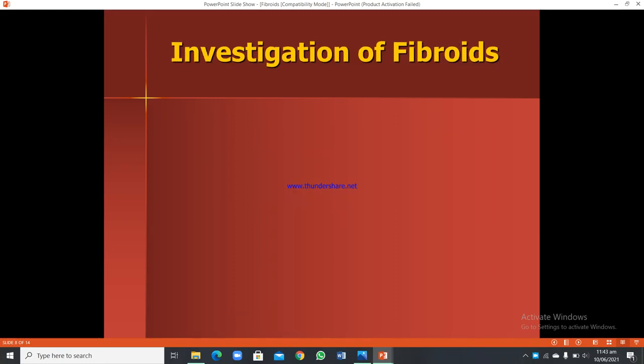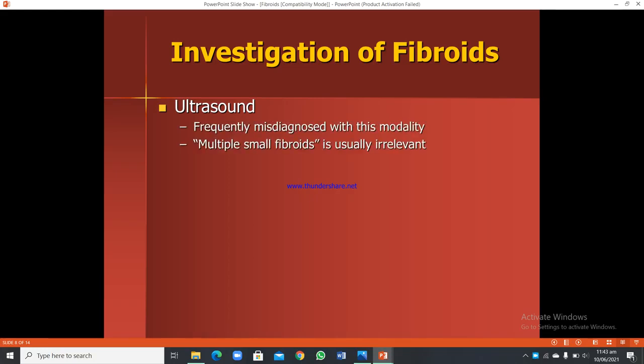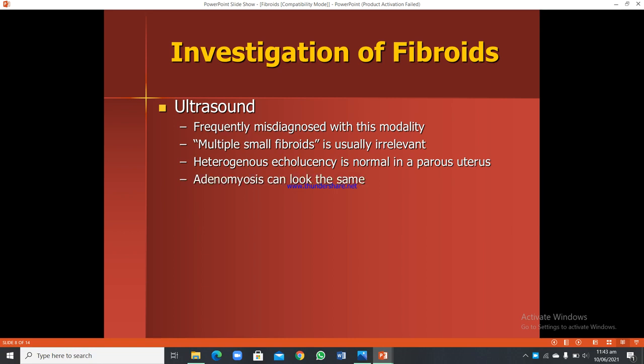Investigations of the fibroids. Ultrasound is the mainstay of the diagnosis. Frequently misdiagnosed with this modality. Multiple small fibroids are usually irrelevant. Heterogeneous echolucency is normal in a parous uterus. Adenomyosis can look the same.